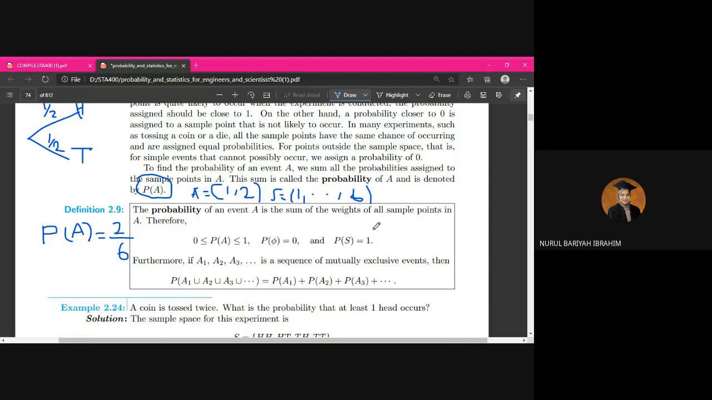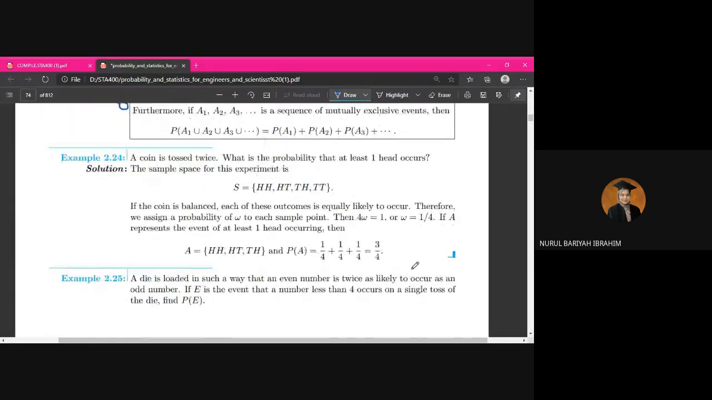Okay, so this is the, yang I cakap tadi, the probability will be from 0 to 1. The probability of null set will be 0. Probability yang benda yang kita katakan dia will not gonna happen, so the probability will be 0. Probability of the sample space is 1.